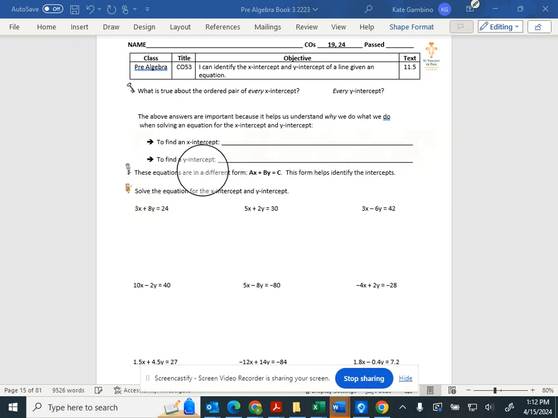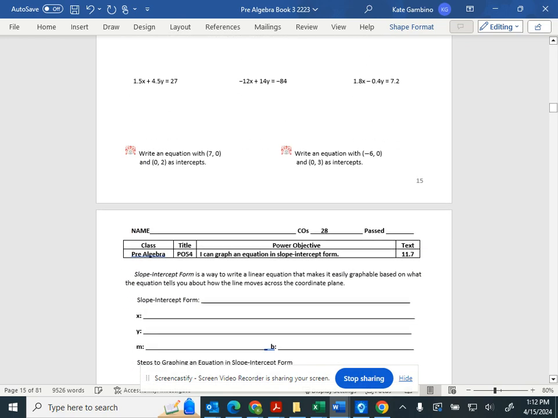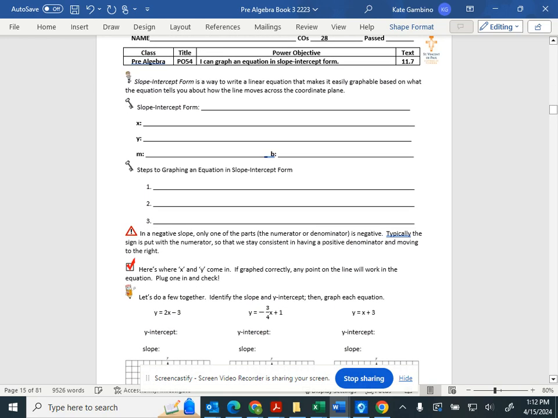Now, next one. I can graph an equation in slope-intercept form. That means we need to know what slope-intercept form is. So we know y equals mx plus b. We can all recite it. What do those things mean? The x is what? The X value. What is the y? Y value. What is the m? Slope. And what is the b? Y-intercept.